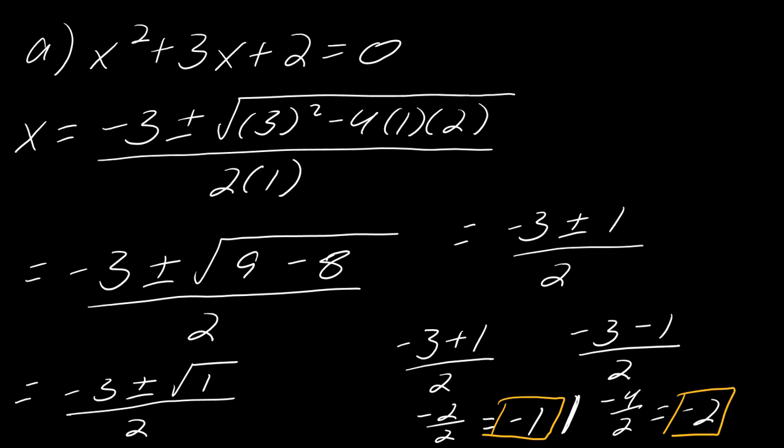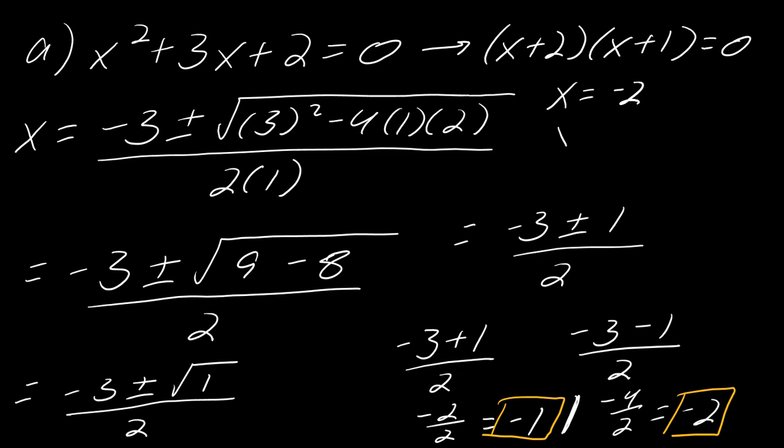Okay, so here's the thing. Was this actually the best way to solve this quadratic? No, this was honestly probably the worst way to solve this quadratic because this 100% factors, right? So I could have factored this x plus 2, x plus 1 equals 0, and then I would just have x equals -2 and x equals -1.